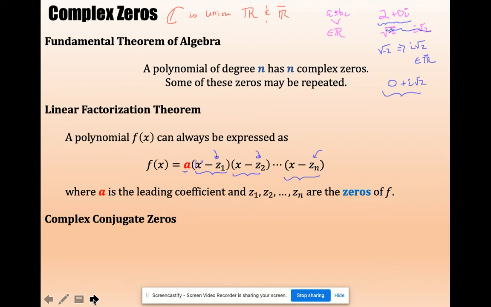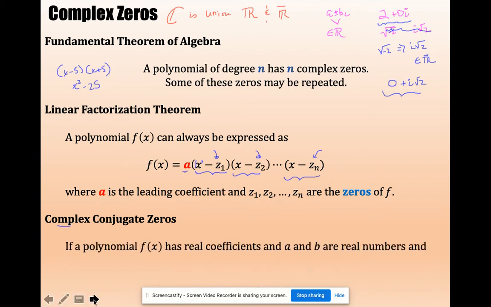So complex conjugate zeros. Remember, complex conjugate. Conjugate means pairs. So you've been dealing with conjugates for a long time. For example, x minus 5 and x plus 5 are conjugates because when you multiply them together, there's a nice little pattern in that the two middle terms cancel out. Complex conjugates are zeros that are not real that always come in pairs.